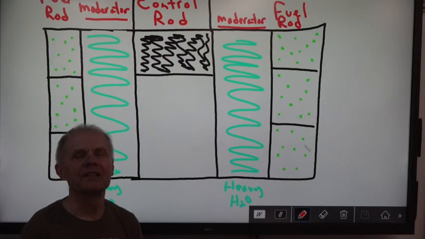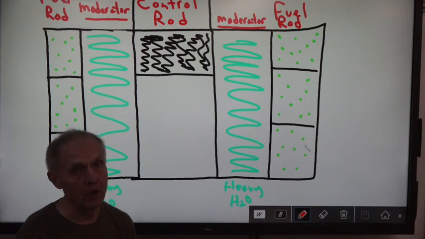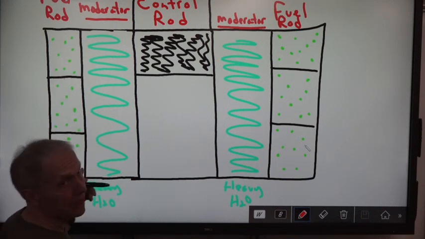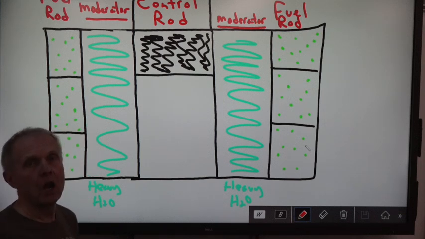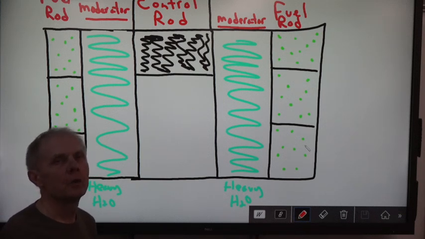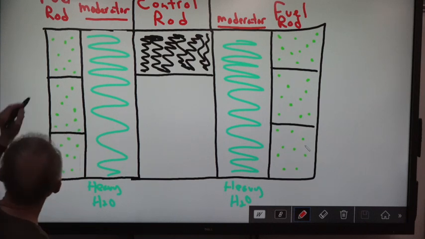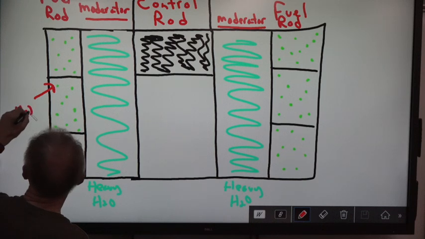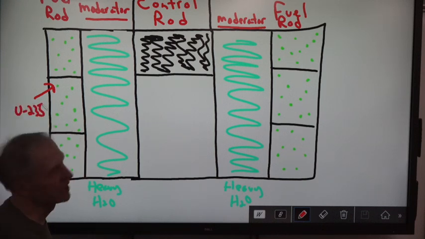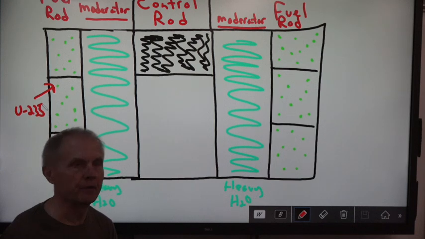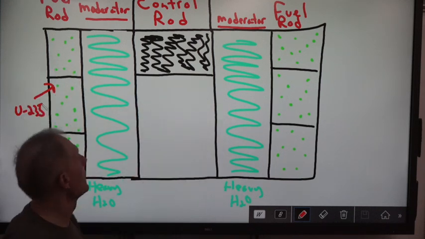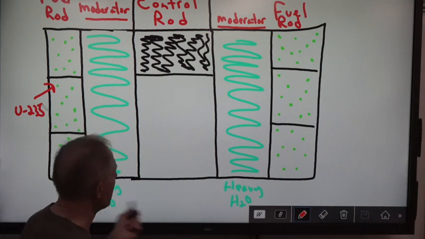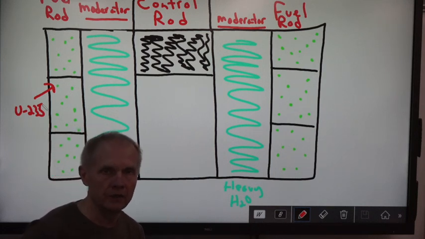So just to give you an idea what the core is like, this is a pretty rough drawing, but you'll get the idea. So there's fuel rods. The little green dots are about 3% uranium-235. Remember, that's called enriched fuel. All around the fuel rods would be moderators. The moderators in our case right now are going to be heavy water. Remember, they slow down the neutrons.